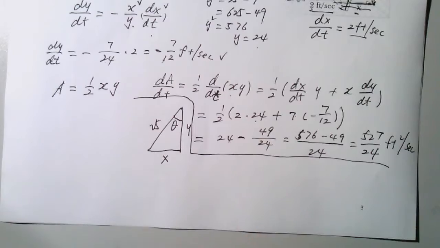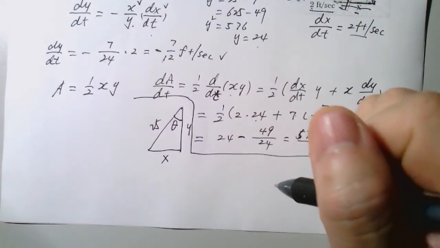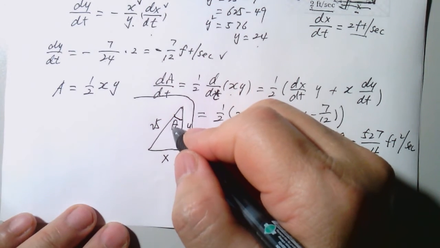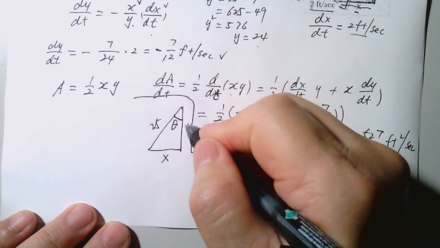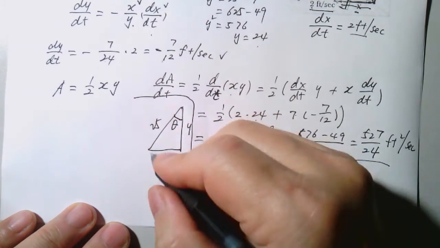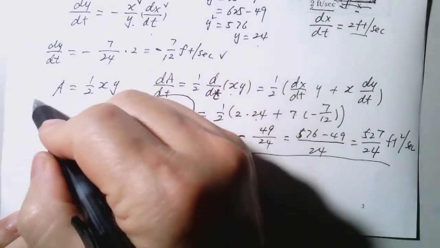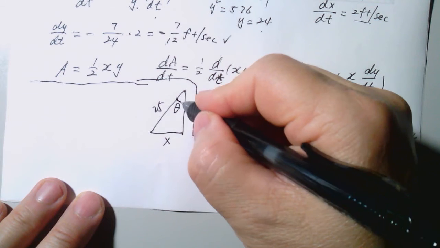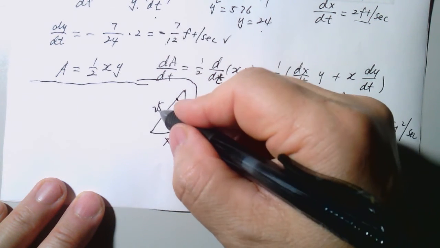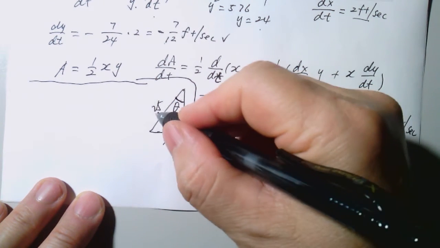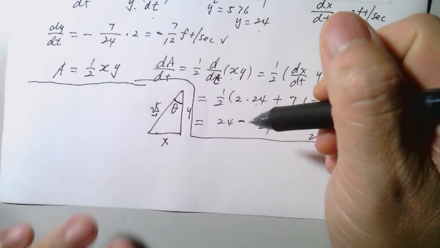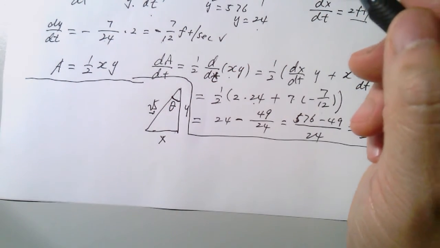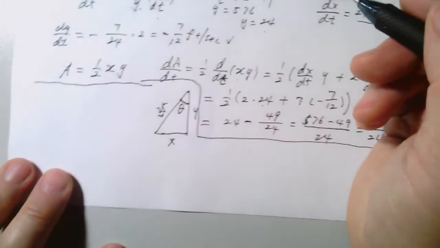So now, how are we going to relate this? We can relate theta with x and y. We can actually use many ways to relate this. For example, you can use sine theta is x divided by 25, opposite divided by hypotenuse. Or you can use cosine theta, which is y divided by 25, whichever you want. Okay, so here, let's take a look.